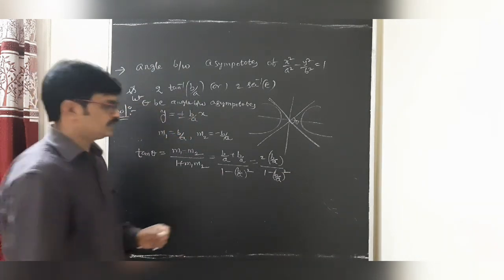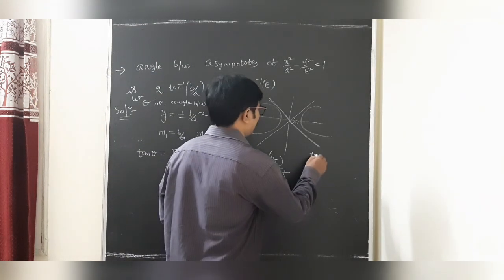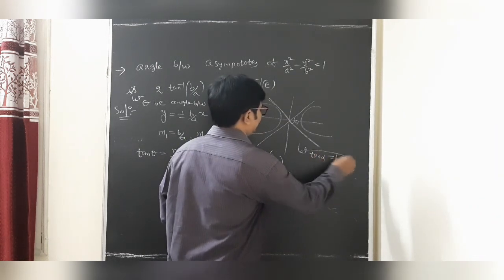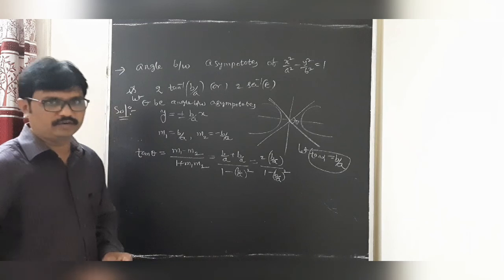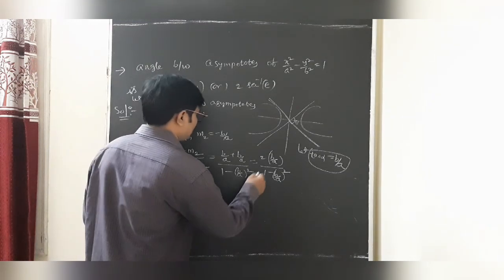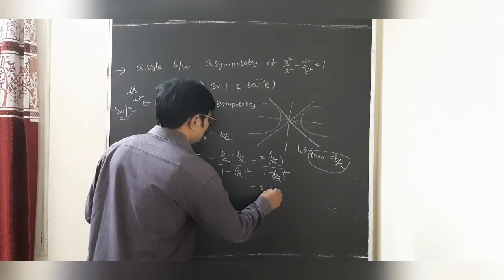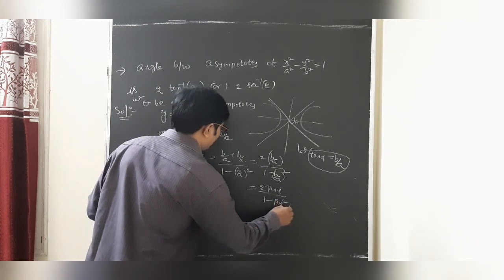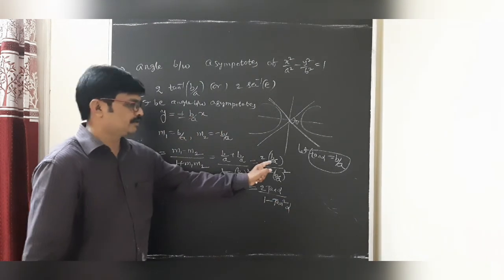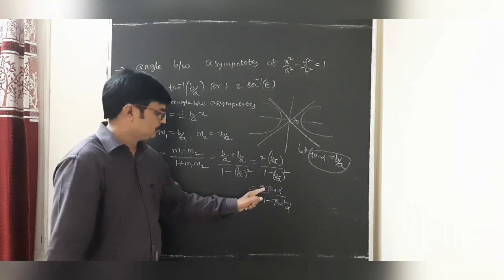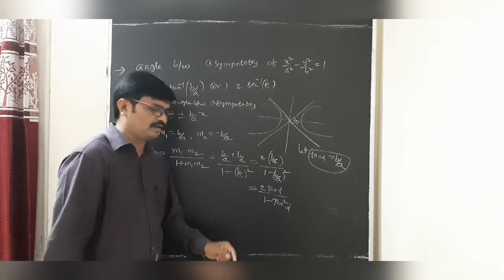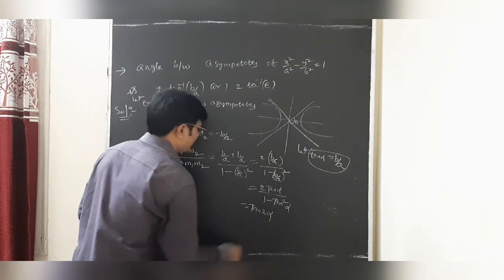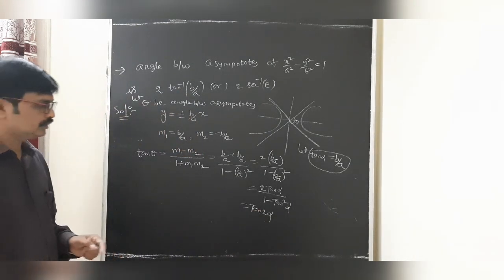So we take alpha such that tan alpha equal to b by a. What do we observe? This is 2 tan alpha by 1 minus tan square alpha. When b by a is tan alpha, we get 2 tan alpha by 1 minus tan square alpha. We have to know that this is the formula of tan 2 alpha.